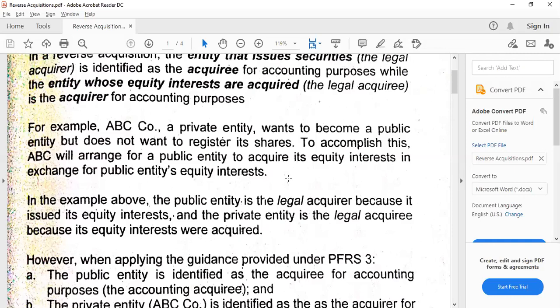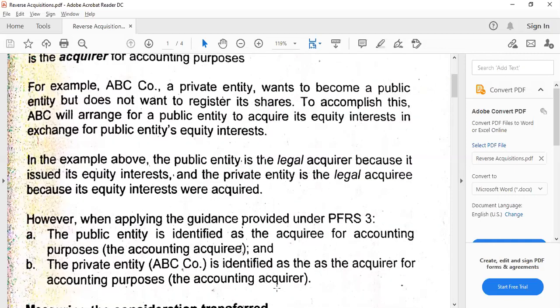But the intention is really with the ABC. I hope it gets the point there that ABC really is the accounting acquirer, which is the private entity, and the public entity is the accounting acquiree. So just think of the opposites, guys. That's why this is known as a reverse acquisition.